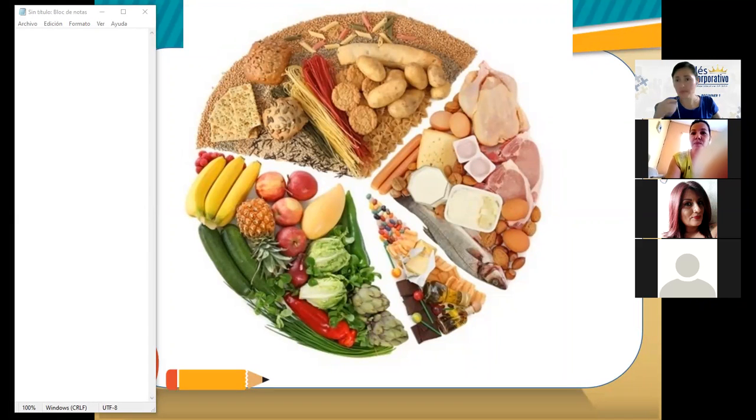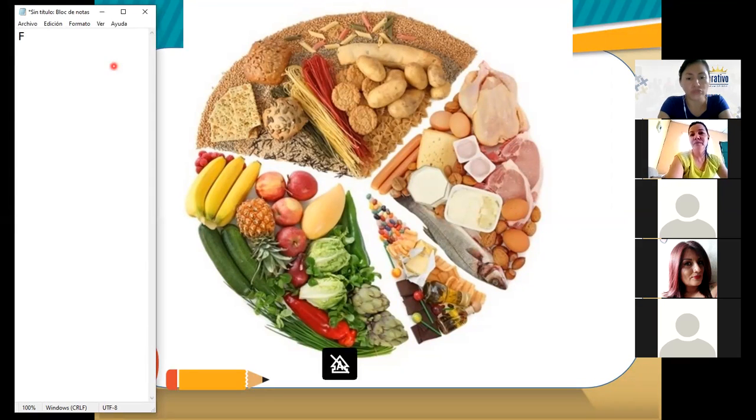You know what? Vamos por sección. Ahora que ya sabemos lo de la pirámide, tell me, what is the name of this section over here? What is the name of this one? Fruit and vegetables. Okay, fruit and vegetable. Ahí en el chat le voy a decir.